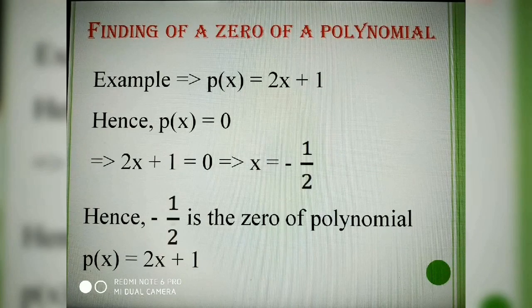Then how to find the zero of a polynomial? For example, p of x is equal to 2x plus 1. Hence p of x is equal to 0. So this implies 2x plus 1 is equal to 0. So this implies x is equal to minus 1 by 2. So minus 1 by 2 is the zero of the polynomial p of x is equal to 2x plus 1.